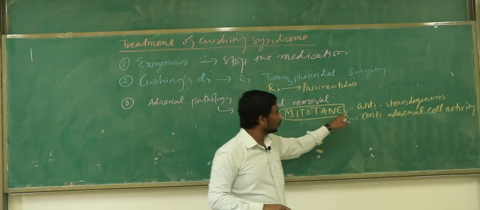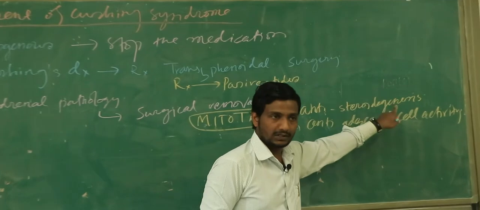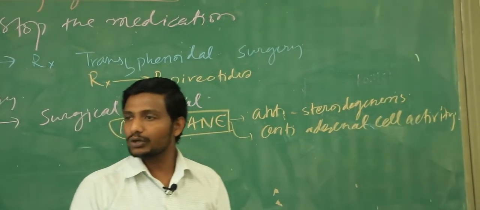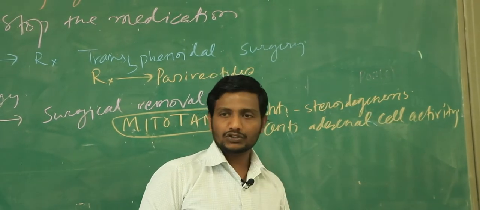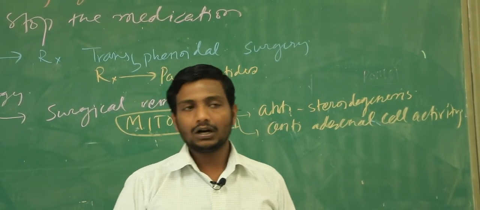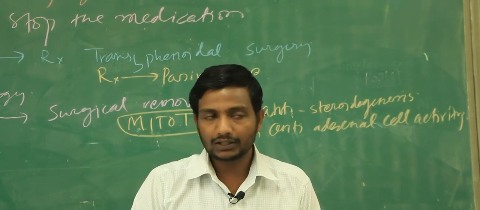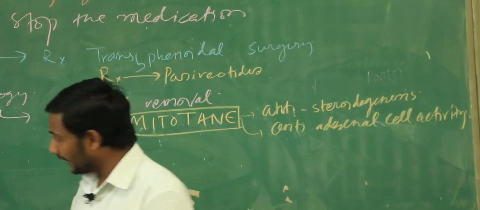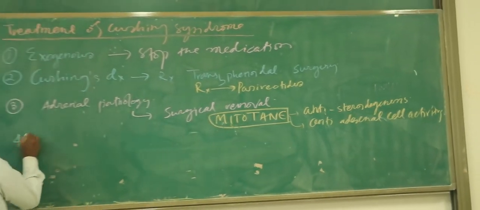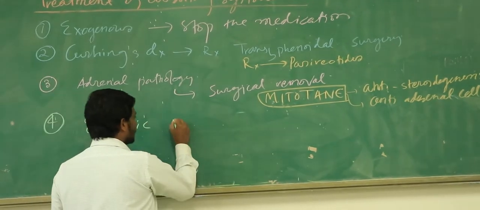So mitotane has two ways of action. What is the first one? Anti-steroidogenesis. It will not let the adrenal gland produce steroids. And number two, it also has some anti-adrenal cell activity. So some of the cancerous cells or the adenomatous cells can be damaged by this drug, right? What is the name of the drug? Mitotane.